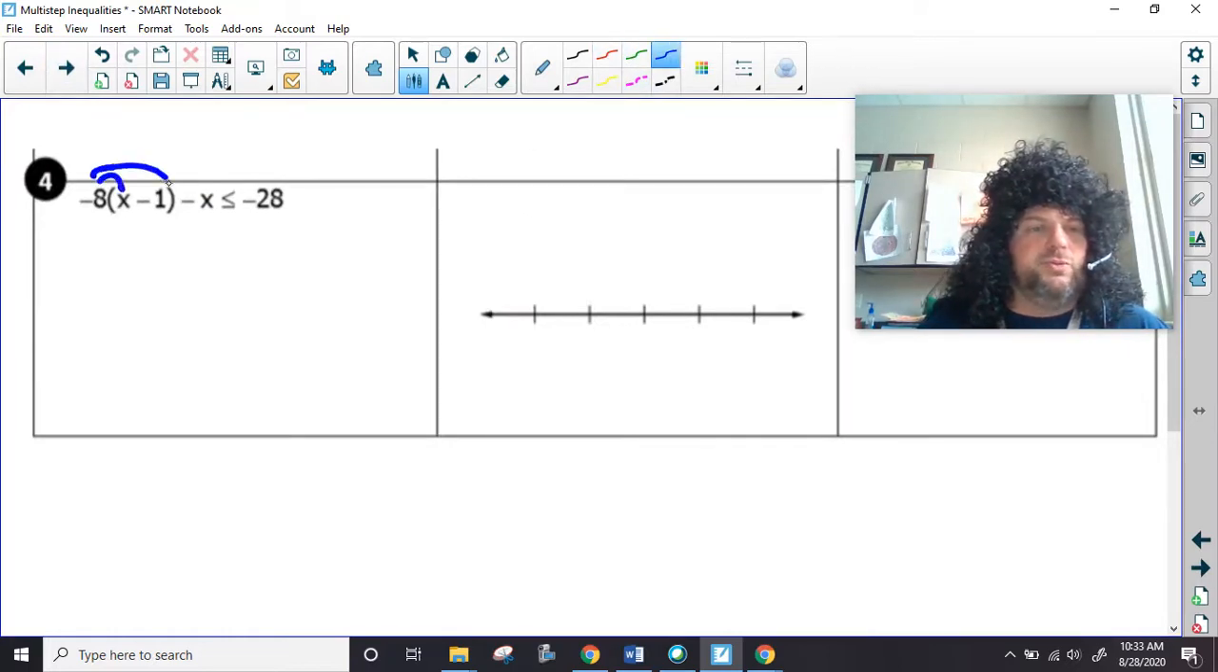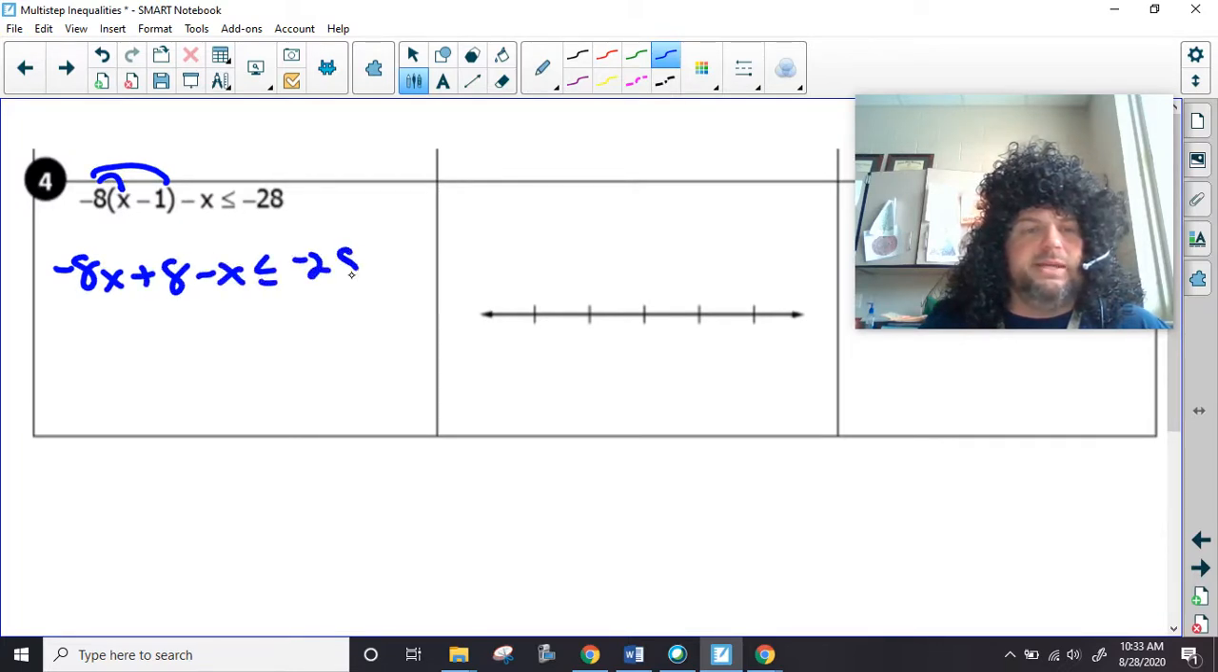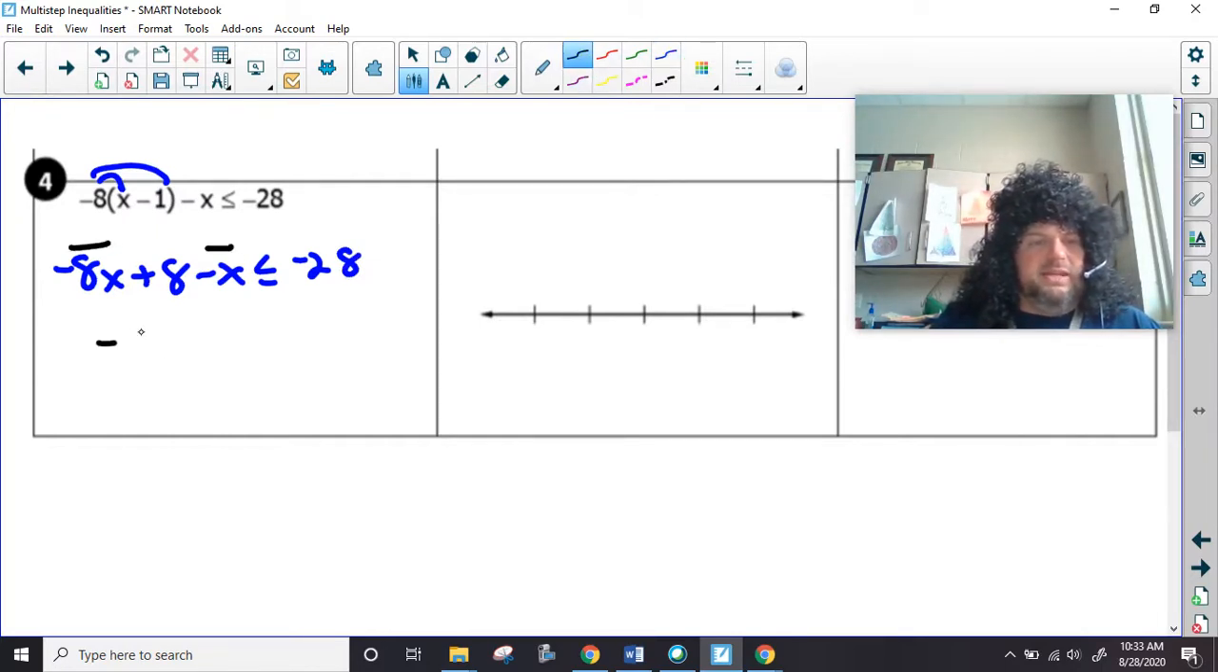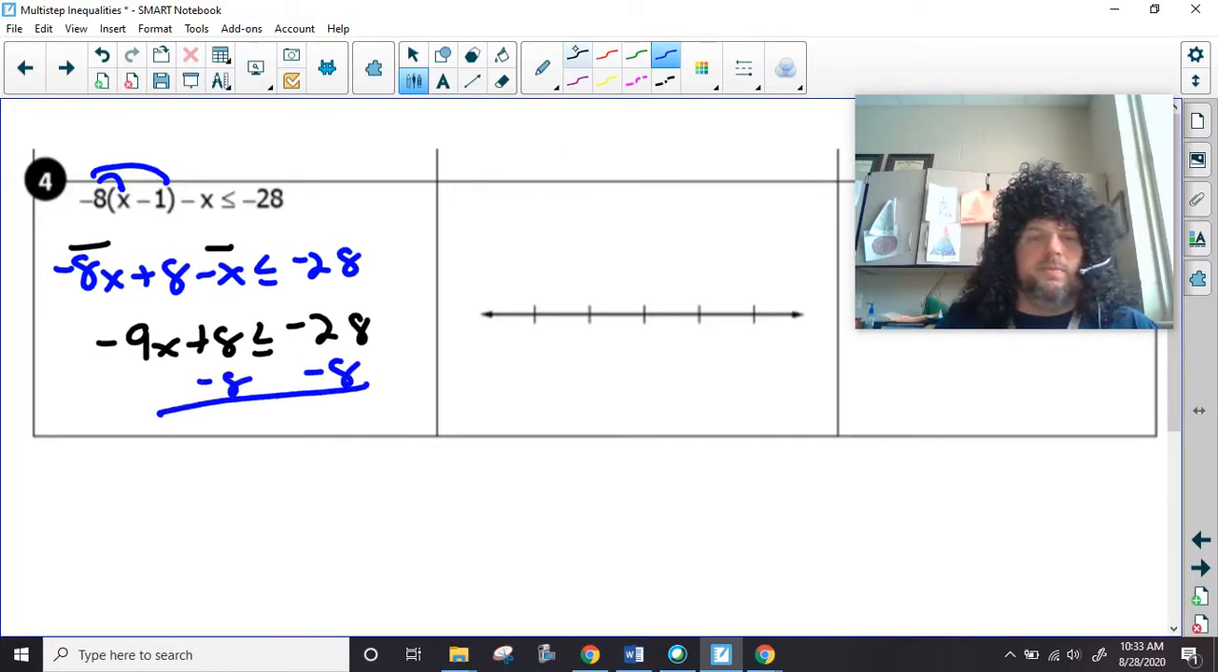All right, this time: negative 8x plus 8 minus x is less than or equal to negative 28. A lot going on. So we're going to combine like terms first. This becomes negative 9x plus 8 less than or equal to negative 28. Minus 8, minus 8. Negative 9x is less than or equal to negative 36. Divide by negative 9, divide by negative 9.